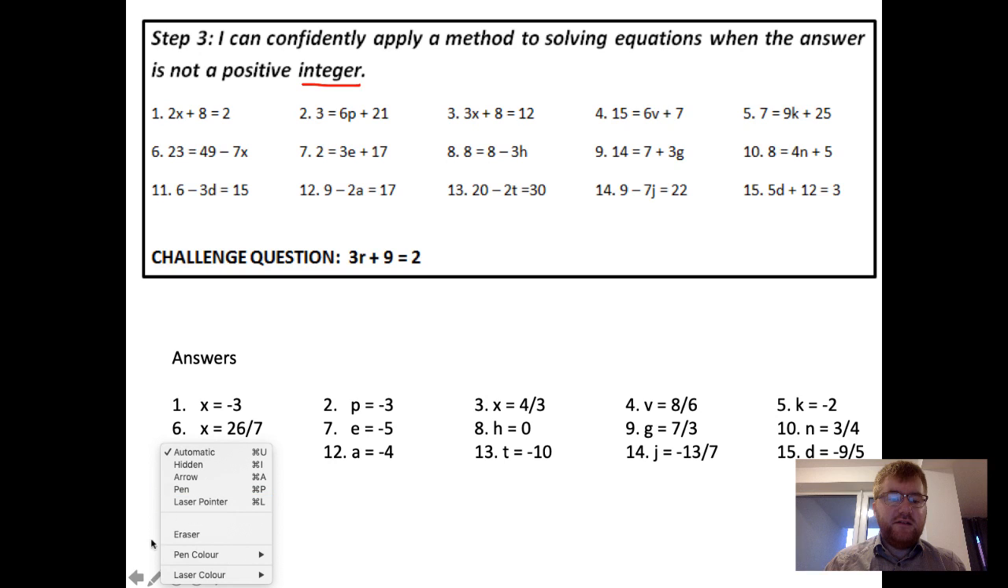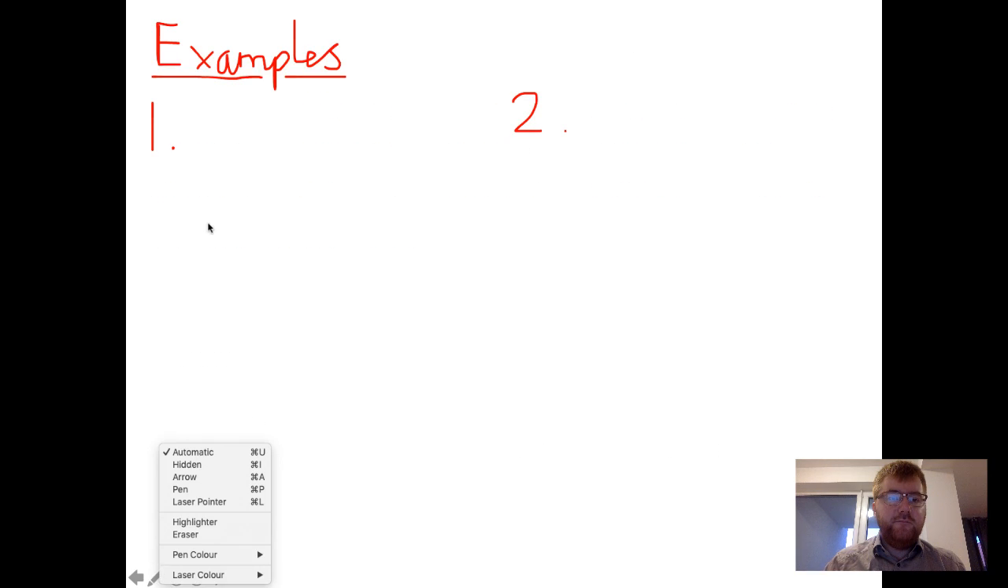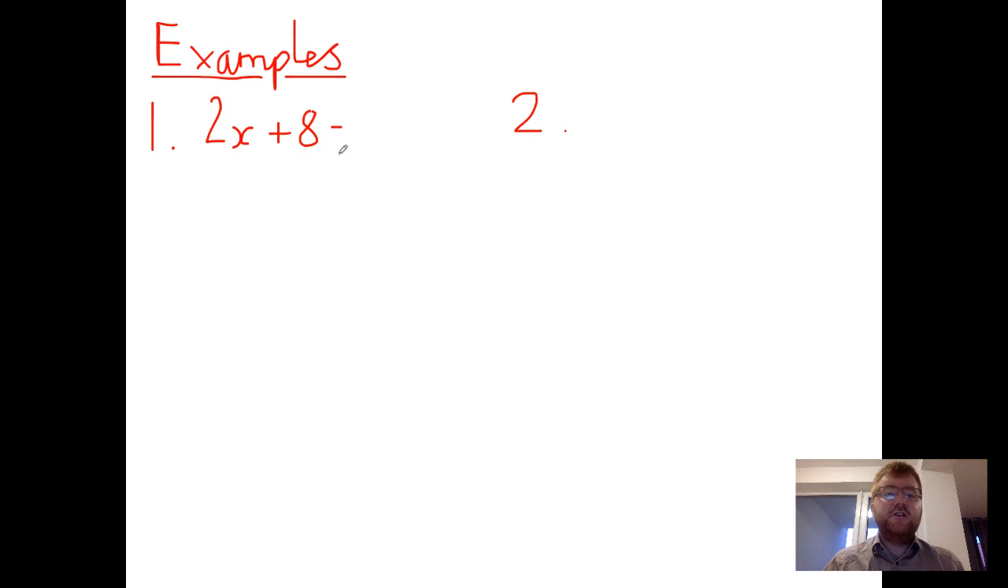So let's pop that in. 2x plus 8 is equal to 2. 2x plus 8 equal to 2. I've got a trackpad. This is a little bit easier than using the mouse, but I think the mouse is perfectly fine for these questions. Right, so we approach this in exactly the same way that we did last time. So I'll get my green pen out this time.